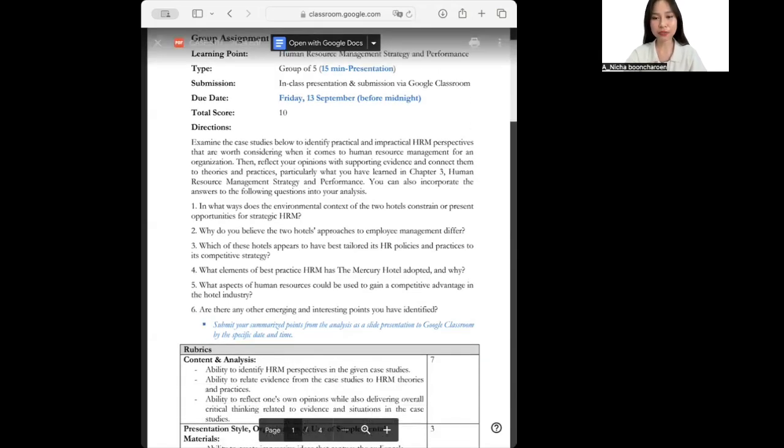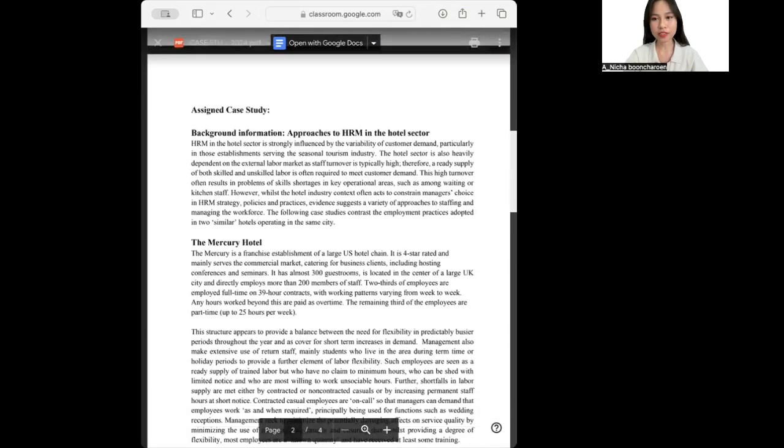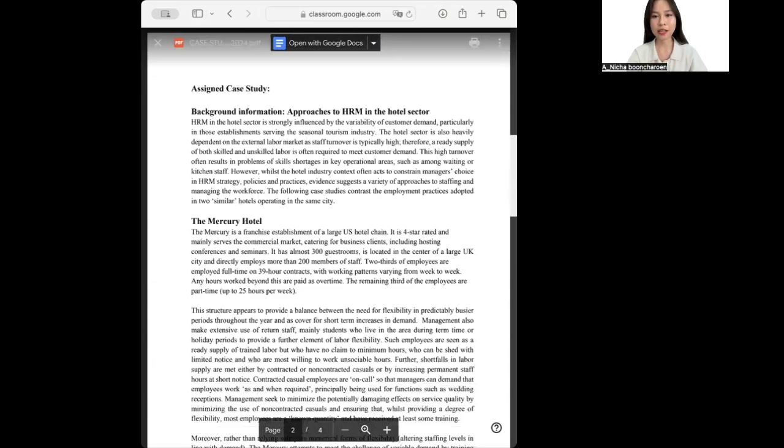I got this file from my Ajahn from Google Classroom. So, this is about two hotels, as you can see here. Background information. Okay, let's begin here. Approaches to HRM in the hotel sector. I think I'm gonna go very fast.